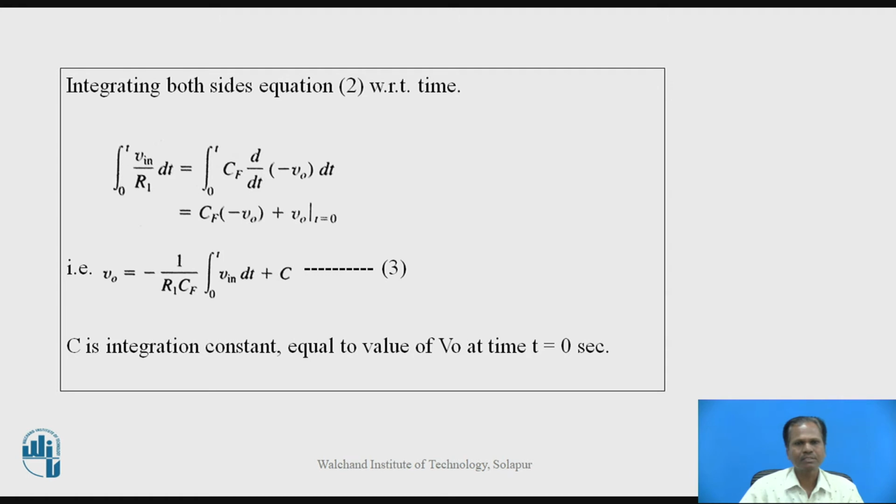And this is equation number 3. Equation number 3 indicates that the output voltage of the op-amp integrator is directly proportional to the negative integral of the input voltage signal Vin, and the output voltage is inversely proportional to the time constant R1 Cf.